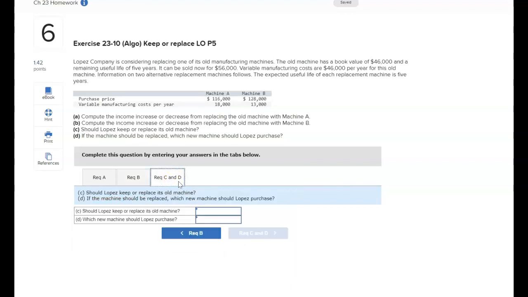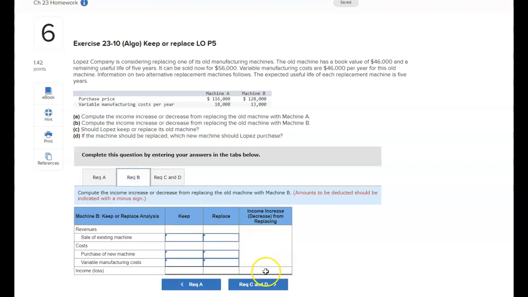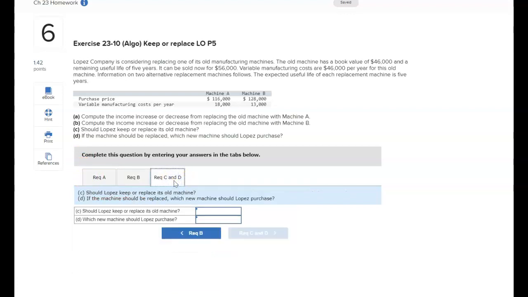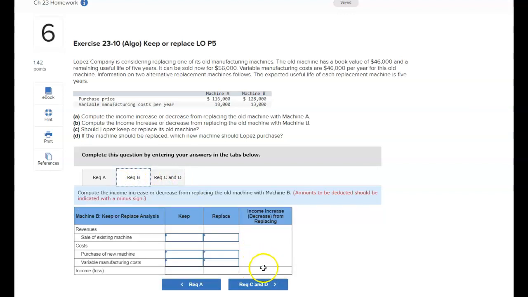And so in requirement C, you should keep or replace. Should it keep or replace the old machine? And so if we end up with an increase in income from either one or both, then definitely we want to replace the machine. And if we have decided we should replace the machine, we will replace it with the machine that provided the higher income. So you'll compare that.